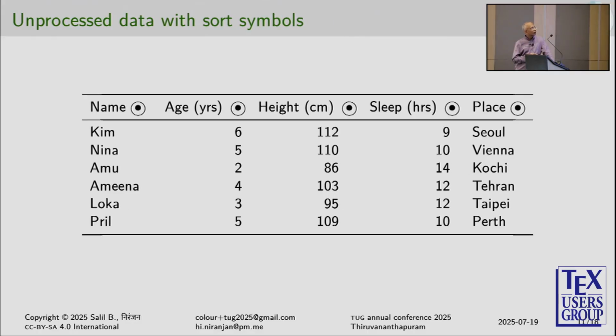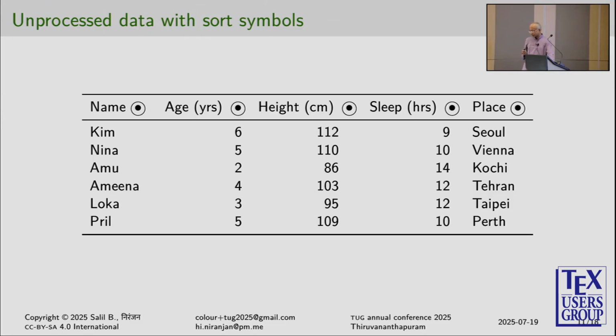Now, we apply sort symbols. Since we know that nothing has been sorted, we just check whether there is any sort, or whether it is already sorted. So if you look at name, K N A A L P, not sorted. 6 5 2 4 3 5, not sorted. Same for these three columns.